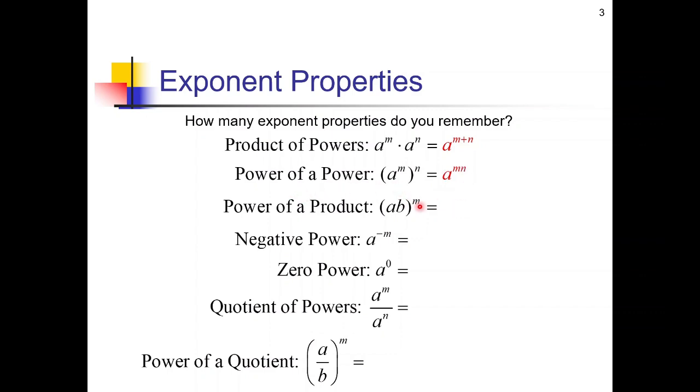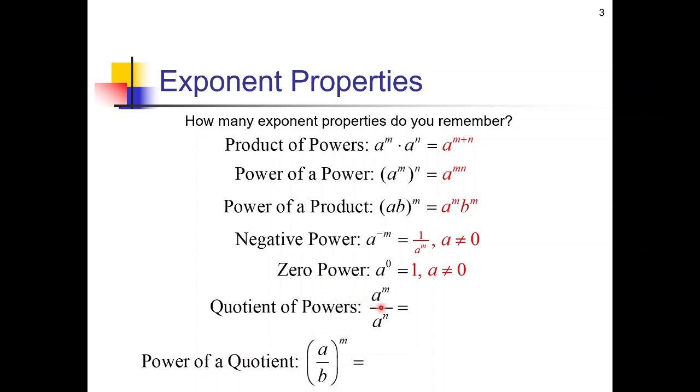And here we have the power of a product. In this case, everything in the product can get the power. So we have a to the m times b to the m. We have a negative power, so that just gives us the reciprocal, and we saw that in the last lesson. We could rewrite this as 1 over a to the positive m power. And we're going to start putting some stipulations in here. In this situation, a can't be 0 because we don't want to divide by 0. Now this next one, the 0 power, anything to the 0 power except for 0 equals 1. So again, we're going to stipulate that we're not raising 0 to the 0 power.